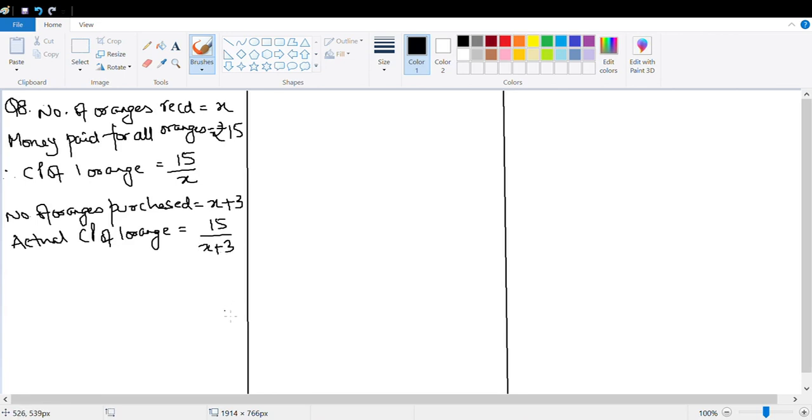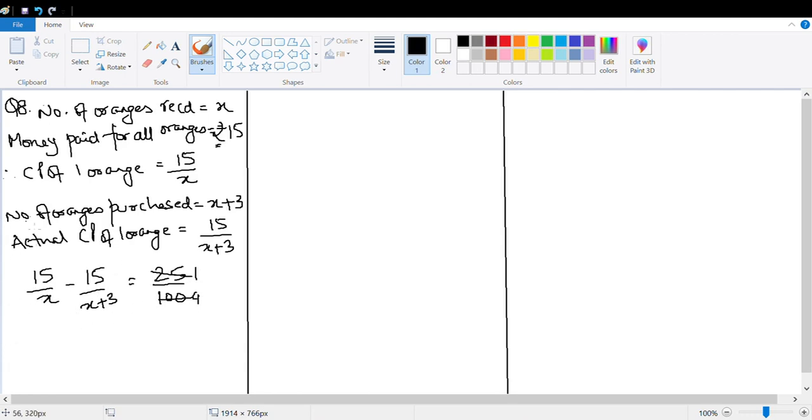Any relationship given? Yes, it says Mr. Mehra pays 25 paisa per orange more, which means the CP that he paid minus the actual CP is equal to 25 paisa, which means 15 upon X minus 15 upon X plus 3 is equal to 25 paisa. Now this is where you could go wrong. Since everything else is given in rupee and this 25 is in paisa, you should convert it to rupee by dividing it by 100. So this becomes 1 upon 4.